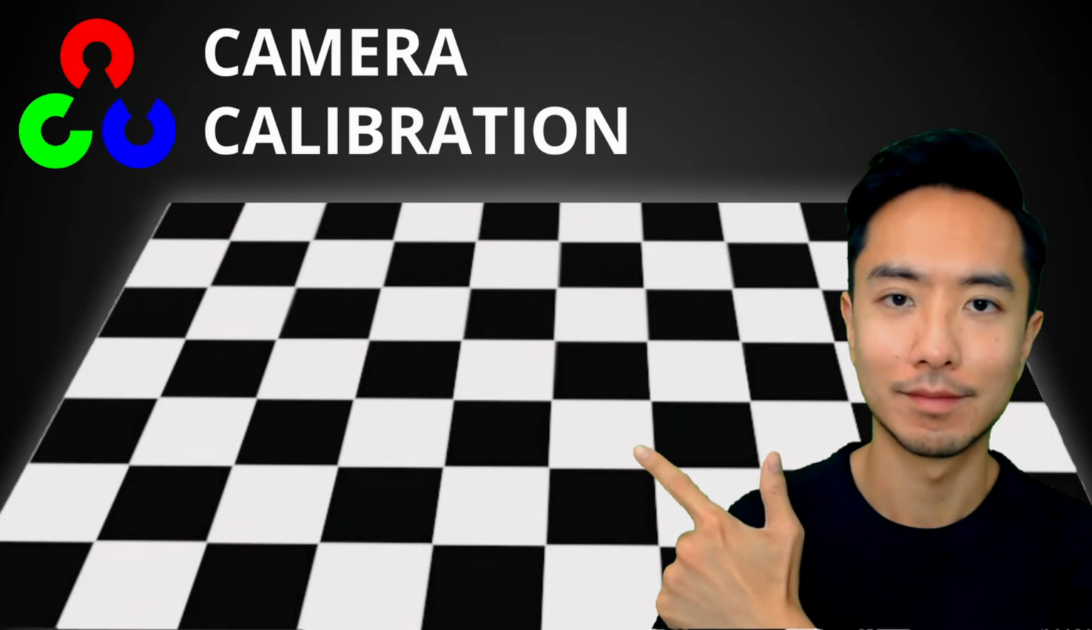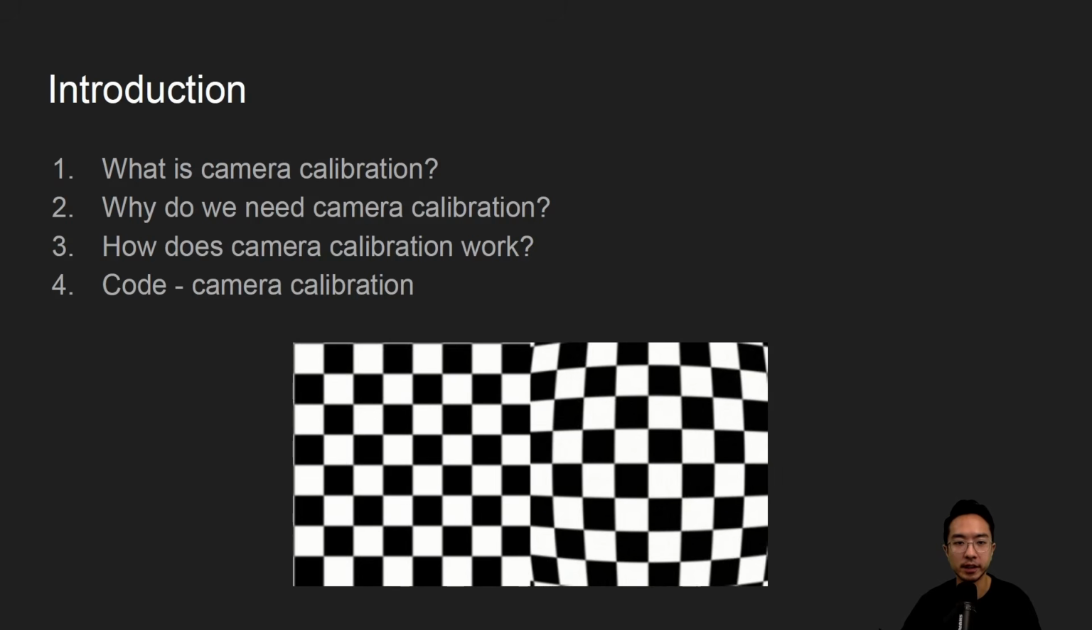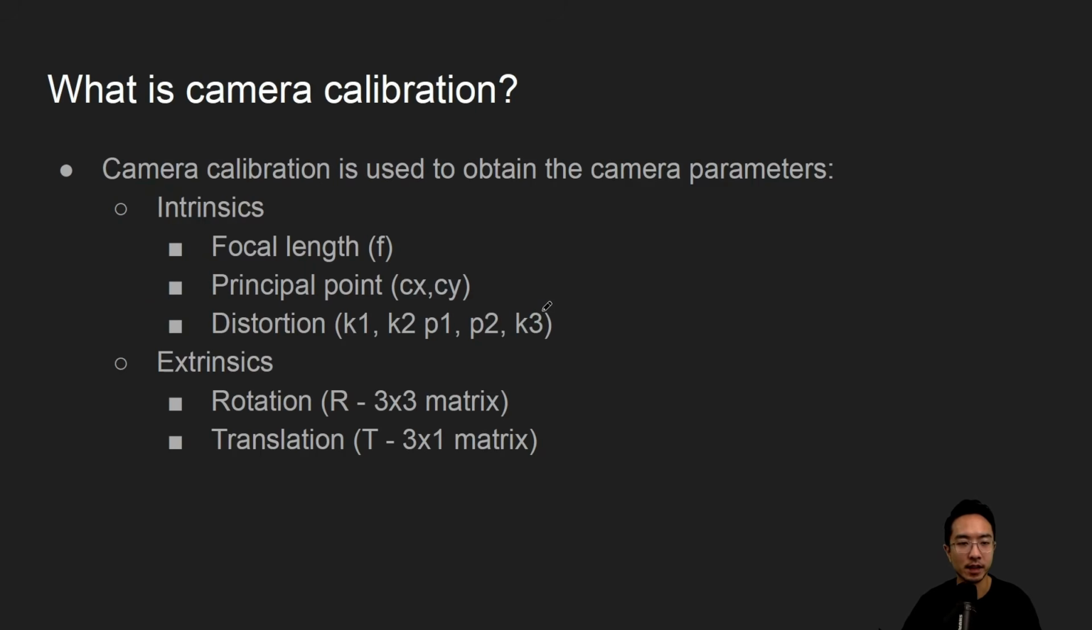Alright, in this video, we're going to talk about camera calibration in OpenCV using Python. So we will start off by saying what it is, why do we need it, how does it work, and jump right into the coding example. So by the end of this video, we could see how we could take a distorted image here and then undistort the image.